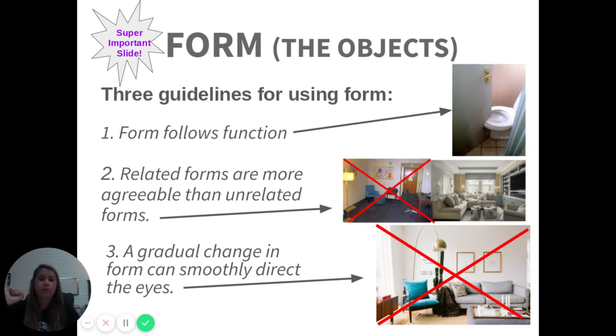Related forms are more agreeable than unrelated forms. If it matches, it looks better than if it doesn't match. Remember, this X'd out picture is old Ralph that lives in his mom's basement. Rule 3 would be a gradual change in form can smoothly direct the eyes. So we want it to gradually change in its form and not go like this or like this. There's a gradual change in form. Nice even transition.